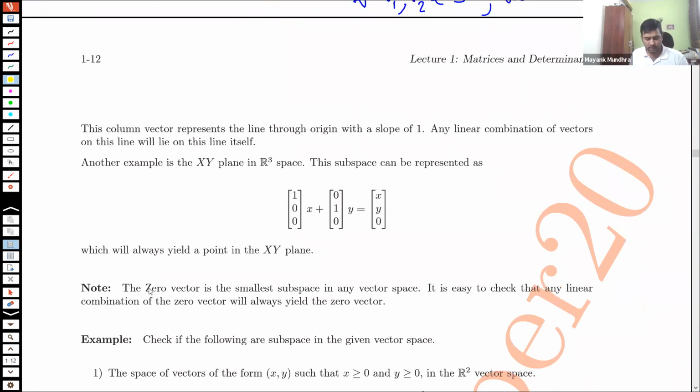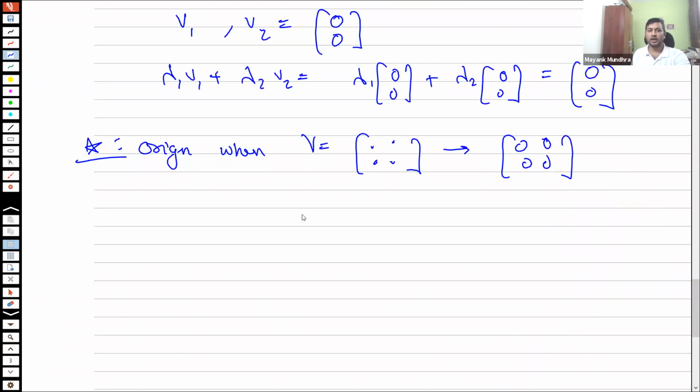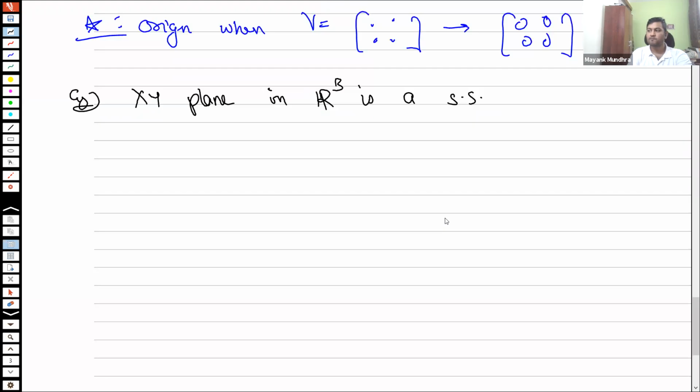All right, so let's do a little more complicated example. XY plane in R cube is a subspace. Okay, XY plane in R cube is a subspace or not. Okay, so the next example is the XY plane in R cube is a subspace. Okay, so standard vector in XY plane is going to be x1, y1, 0.